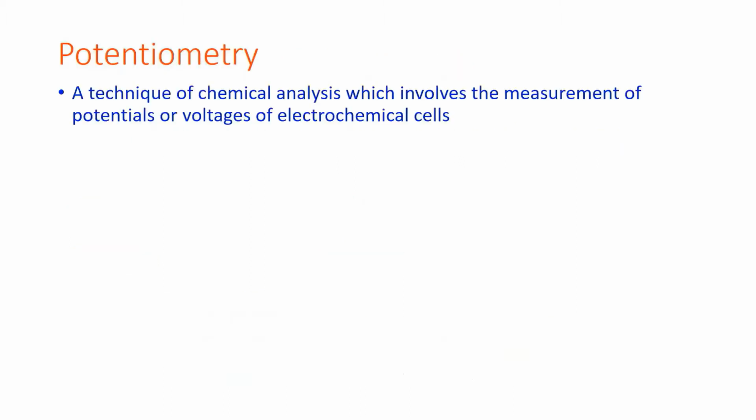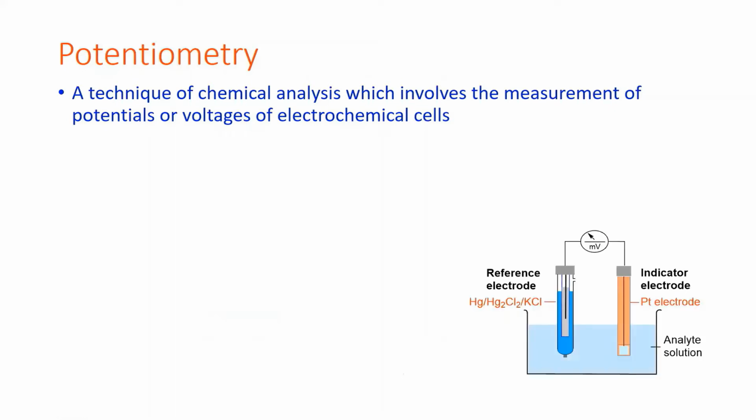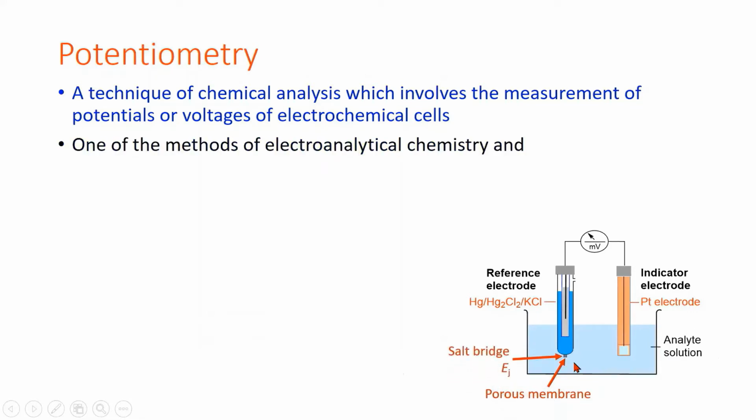Potentiometry is a technique of chemical analysis which involves the measurement of potentials or voltages of electrochemical cells. This is an electrochemical cell. This is a porous membrane which acts like a salt bridge. It is one of the methods of electroanalytical chemistry, and it is usually employed to find the concentration of solute in solution.